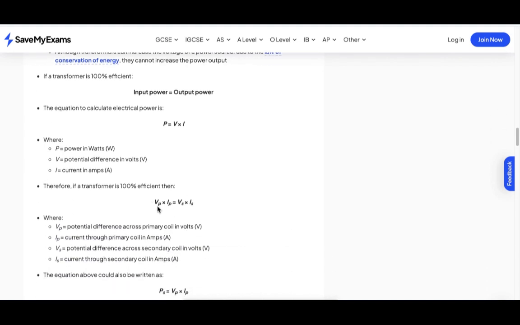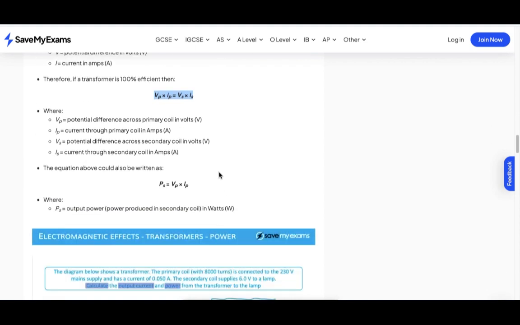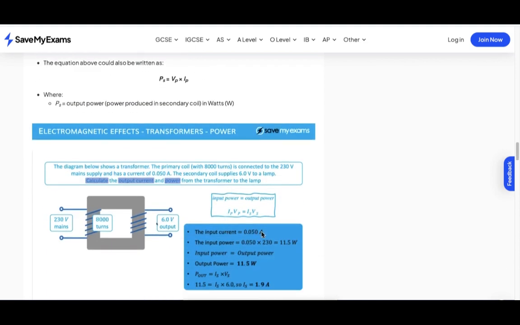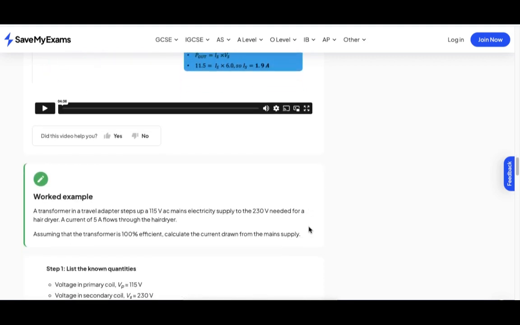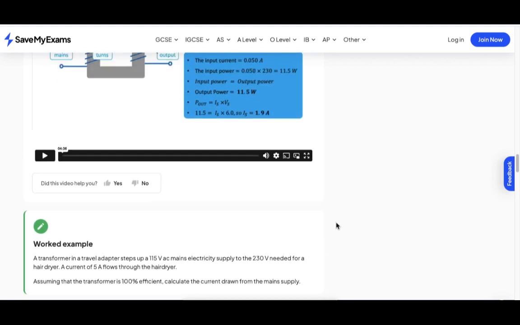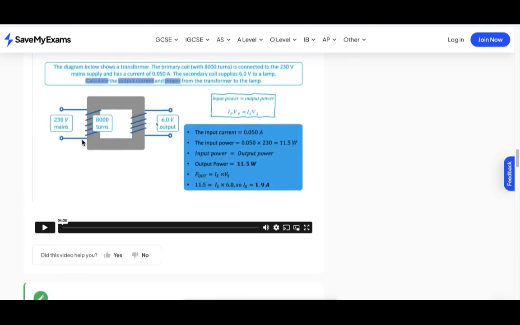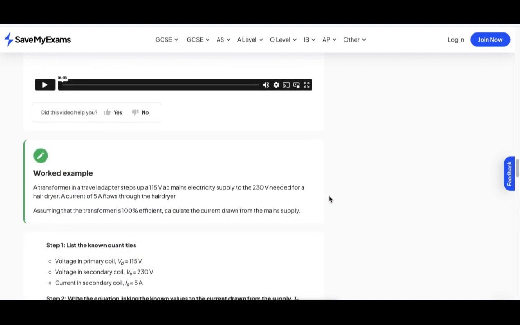Look at the formula. VPIP, or IPVP, equals ISVS, or VSIS. So we have given you this formula, and they just give you the formula now, for a transformer that is 100% efficient. And I told you, in real life there's no transformer that is 100% efficient. We'll come back to this question and we'll solve it. But before then, let's take a look at this.